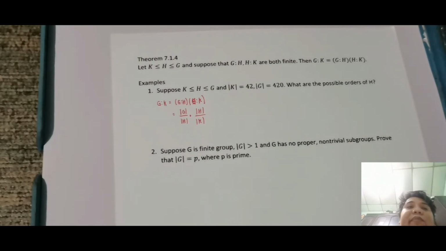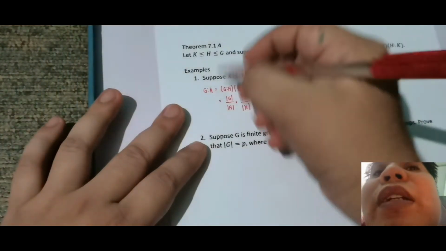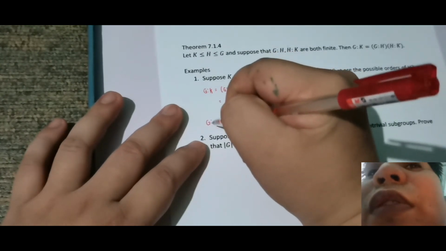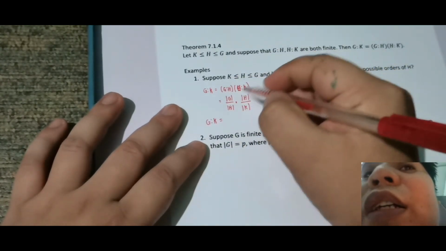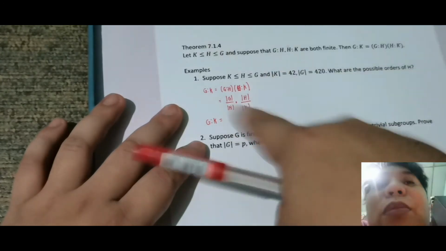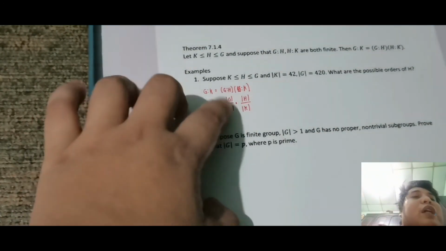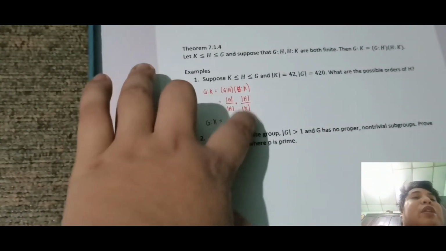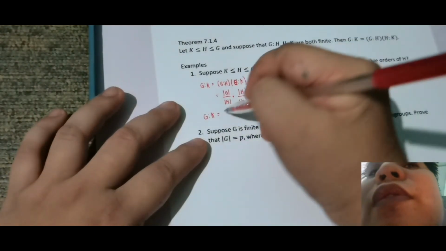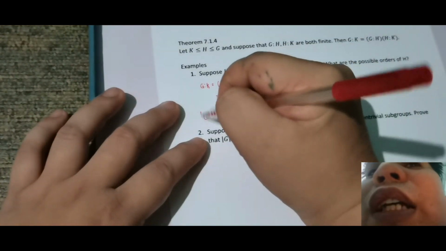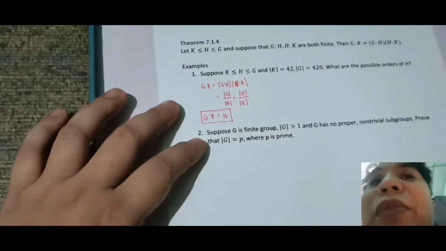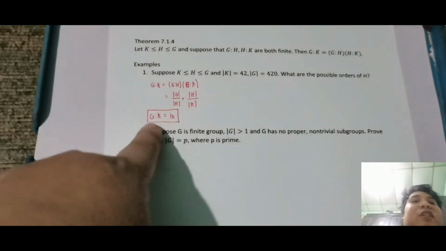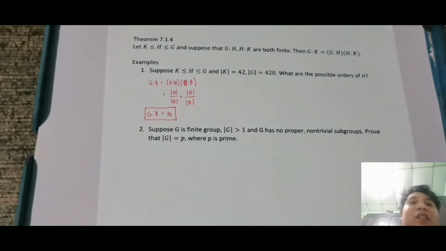So again, ibig sabihin na nito, the index of K is just equal sa 420 divided by 42, so again, multiplication na yan, so cancel yung order of H, so 420 divided by 42, this is 10. Okay, so index ng K in G is 10. Pero ang tanong, what are the possible orders of H? So meron tayong index ng K sa G na 10. Okay, so ano yung possible order ng H na yan? So yun yung ating katanungan.